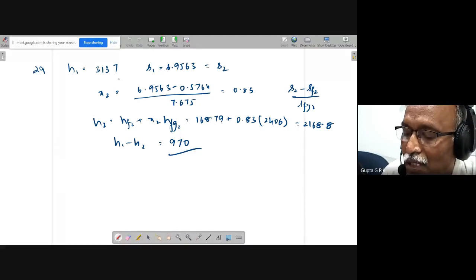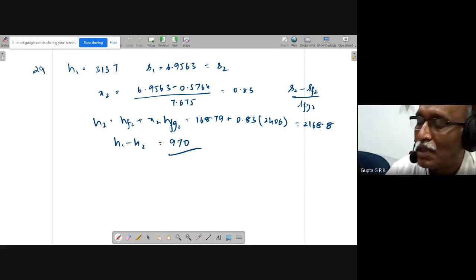Yeah, H1 is 3137, S1 is 6.9563. So X2 is equal to S2 minus SF2 by SFG2. SF2 and SFG2 from the tables you will get this. So you will get the dryness fraction. And using HF and HFG, I can find out what is the enthalpy. So 3137 minus 2168, you will get the change in enthalpy. Okay, that is the way we have to do.